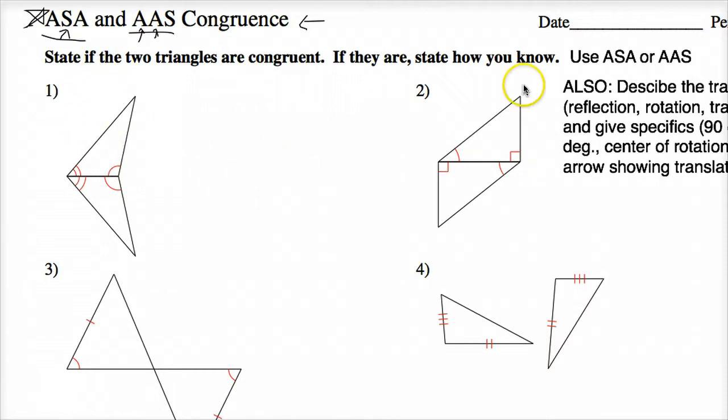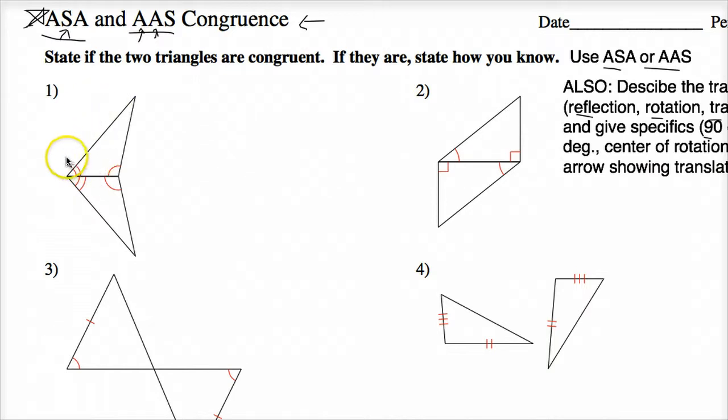State if they're congruent. If they are, state how you know. So in other words, list which combination we have. But then we also need to look at the transformation. Is it a reflection, a rotation, a translation? Is it 90 degrees, 180, center, mirror line, all the details there. Let's see what we got.